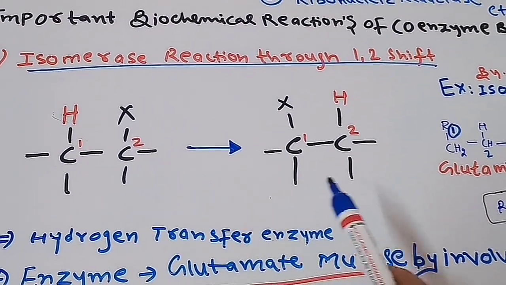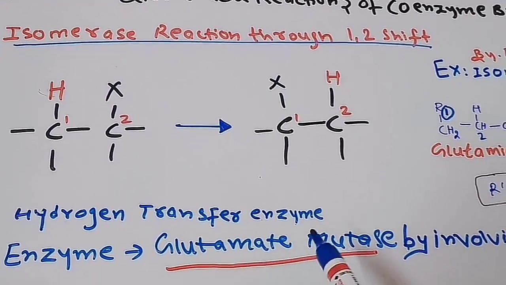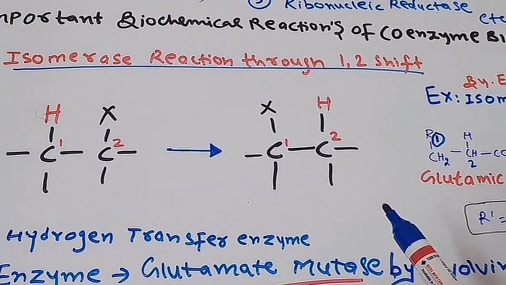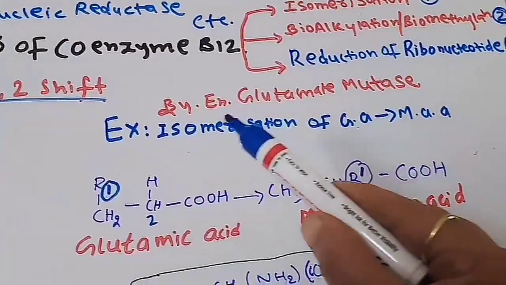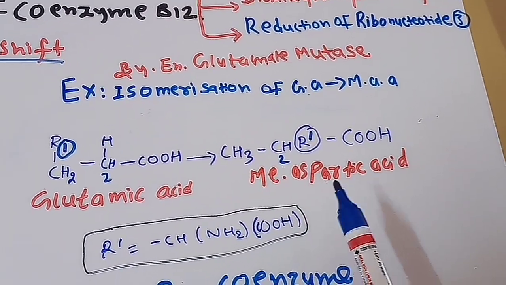So this type of reaction is also termed a hydrogen transfer enzyme reaction, and the simplest reaction of this type is the isomerization of glutamic acid to methyl aspartic acid.